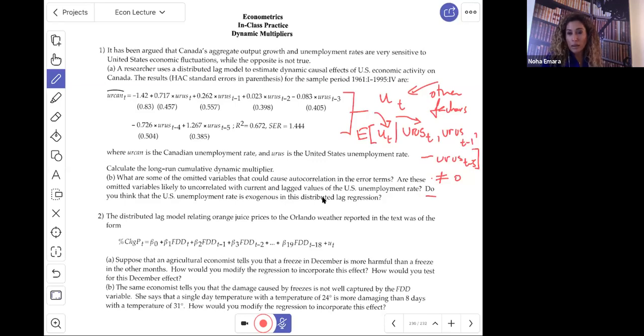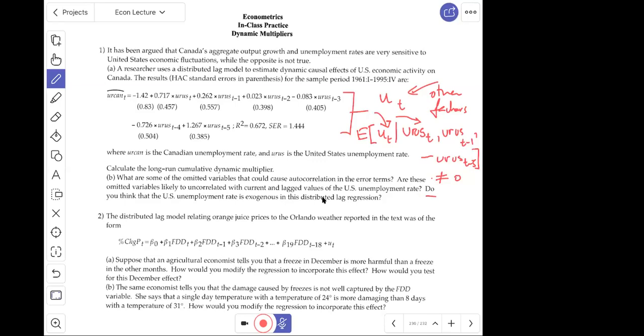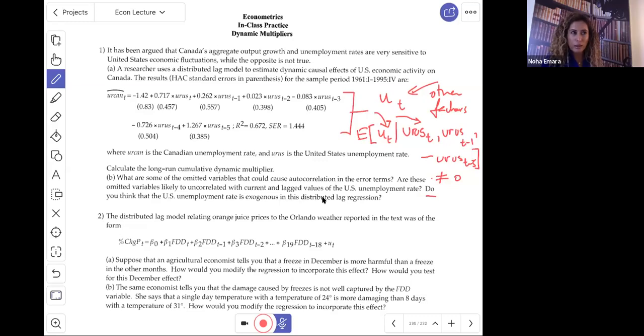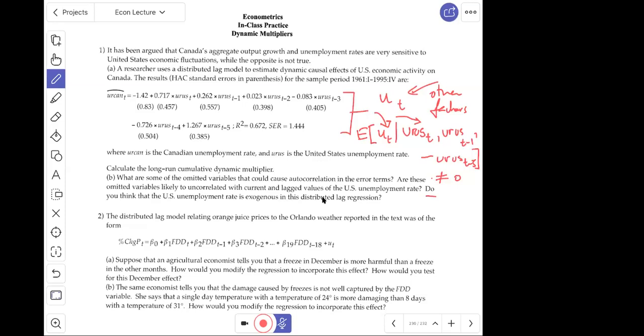So you might think it's close to zero, but you have to justify why. One thing you can think is that these are two big economies. I have Canada and the US, and the US is affected mostly by its own variables, and the same goes for Canada. I'm not talking about Mexico and the US, because definitely the state of the economy in the US would affect the Mexican workers, right? When I talk about a big country versus a relatively smaller country, the effect is huge.